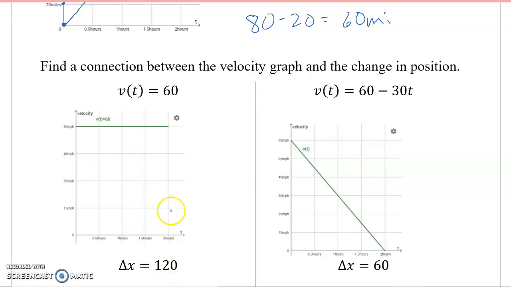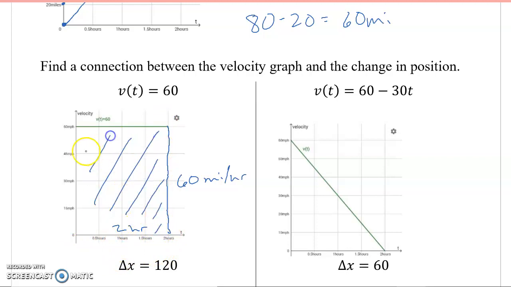Well, some of you might already know this, that when we look at this rectangle here, this rectangle has a height of 60 and a width of 2, right? A height of 60 miles per hour, excuse me, and a width of 2 hours. So when you multiply these together, you're going to get that 120, right? So you take the y value times the x value. What you're really doing is you're finding the area under the curve.